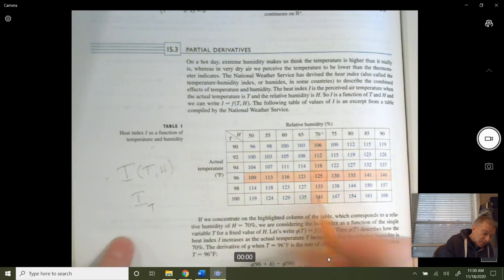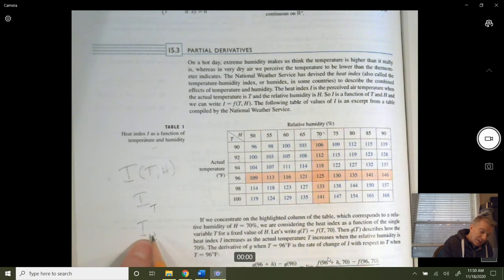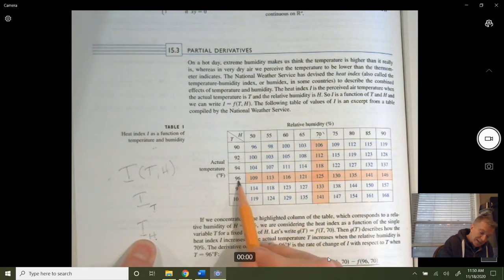Okay? Now I could also take the rate of change of my heat index with respect to humidity, which means I'm holding my temperature constant. I might be looking at this row, holding the temperature constant at 96.